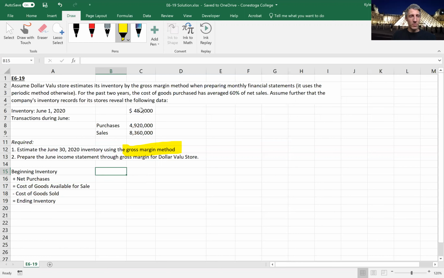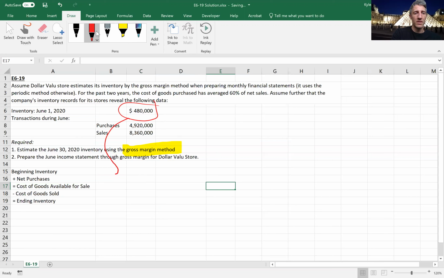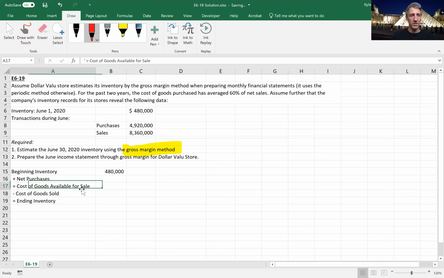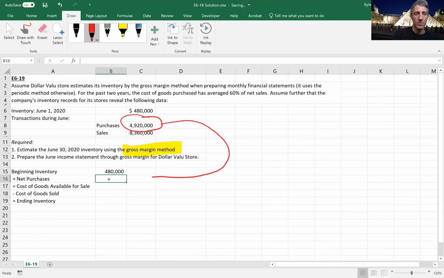Our beginning inventory was given in the question. That's June 1st, 2020. We had inventory of 480,000. So I'm going to add it as the beginning inventory balance here. And what else? Net purchases, sorry. What did we buy? Well, this company, Dollar Value, bought $4.9 million worth of inventory throughout the period. So that's the net purchases.